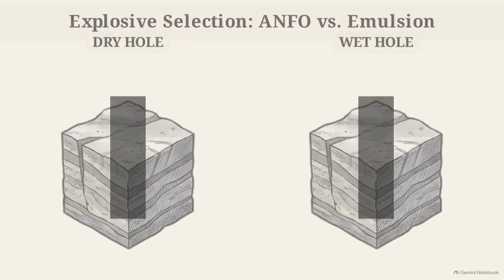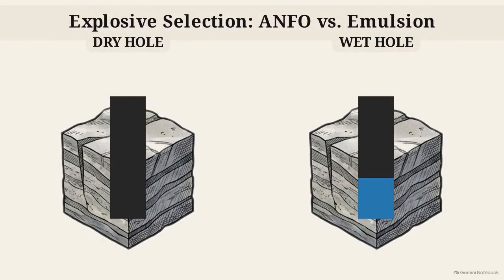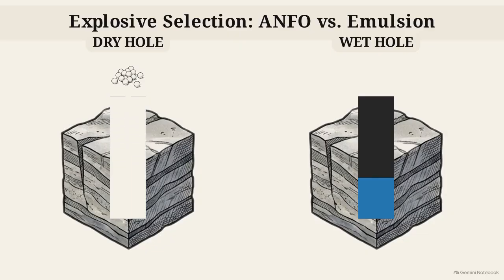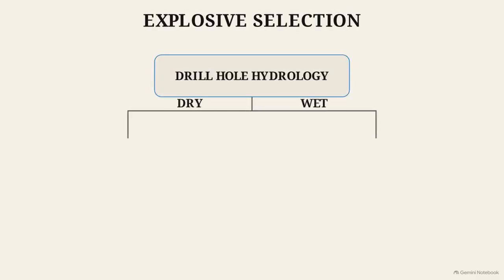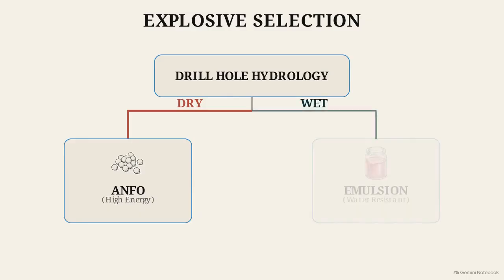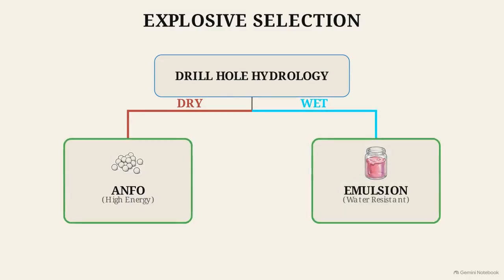In wet drill holes, engineers use emulsion explosives instead. On the left, granular ANFO fills a dry hole. On the right, a thick, viscous fluid is used to handle groundwater. The emulsion's consistency displaces the water, ensuring a reliable detonation despite adverse conditions. Explosive selection is a reactive strategy, balancing chemical energy against the hydrological realities of the rock mass.